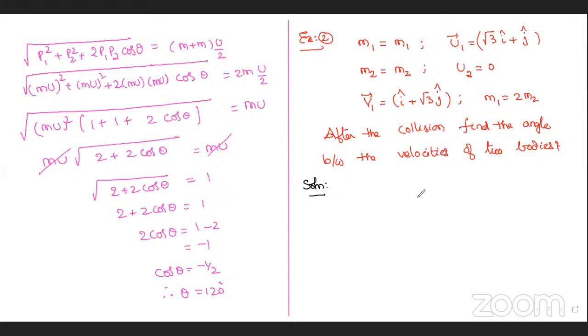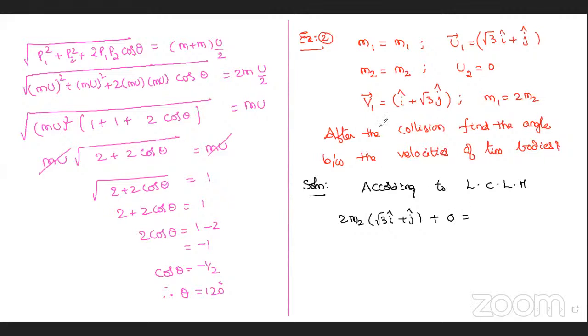Sir, can we try LCLM, sir? Yeah, sure. According to LCLM, why not? M1 U1, you are saying. Shall I write straight away M1 as 2 M2? Yes, sir. M1 U1 is root 3 I plus J. Straight away I'm substituting. M1 U1 plus M2 U2 is zero, sir.